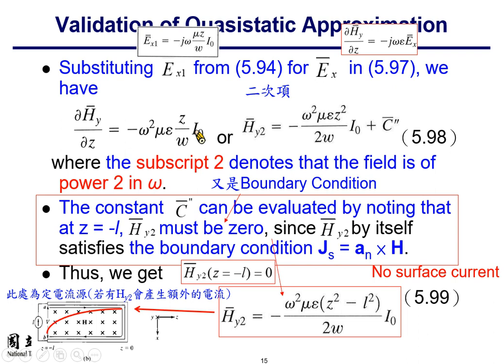Okay, so here is the complete expression for the Hy2 term. That's the even higher order term, the second order term. And as you can see, it's a function of what? Frequency to the square. It's a function of position to the square. So for higher order terms, what you can expect is that it becomes more and more volatile.